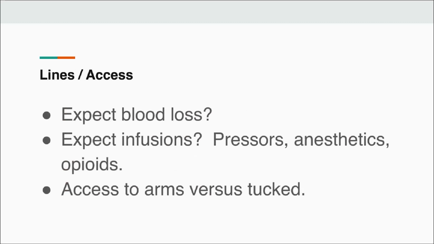And again, if the patient's arms are tucked and we won't have access to them throughout the procedure, we might err on the side of caution, and at the beginning of the procedure, before their arms are tucked, we may place additional IV access.